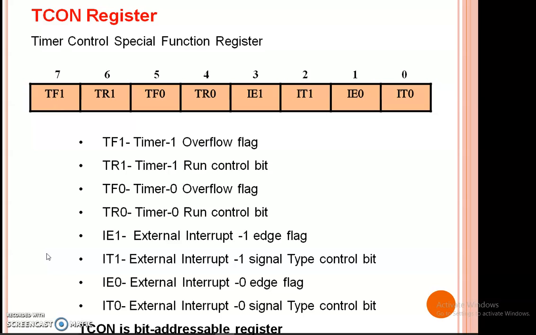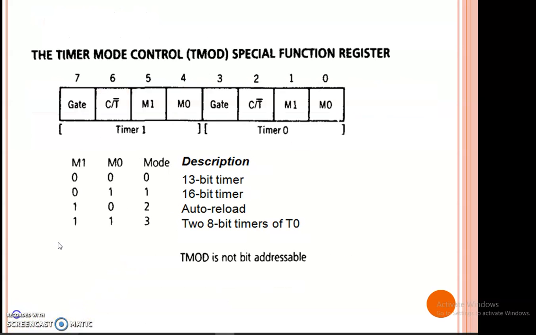Here the TCON register is a bit addressable register, which means you can access a single bit or the total byte. So you can use one bit in your program. The next special function register is TMOD, the timer mode register. Using this register you can select the timer mode. Here 8051 has 2 timers and each timer has 4 different modes, mode 0 to mode 3. So you can select any mode of the timer and work with that mode.